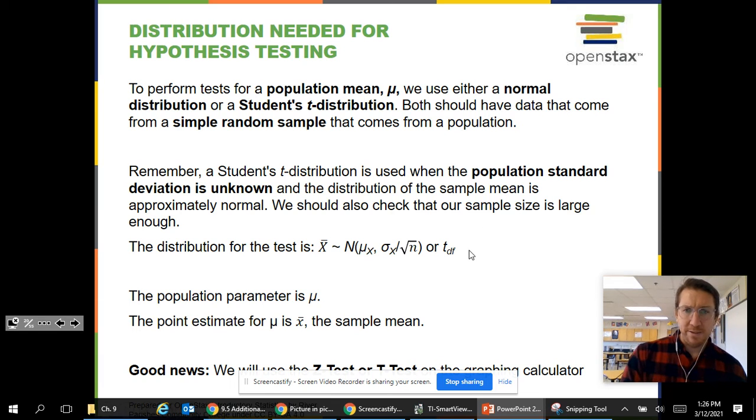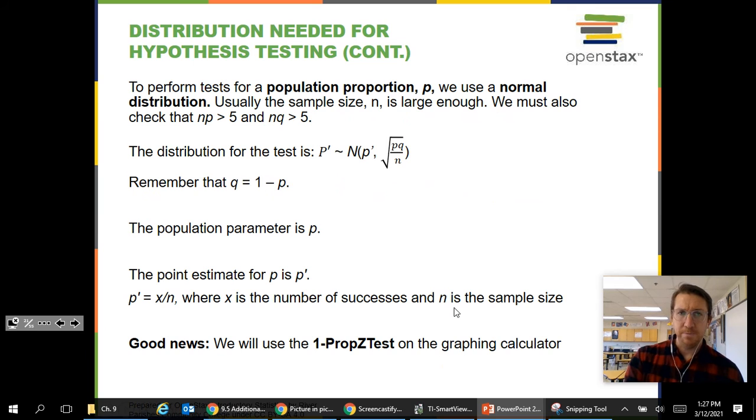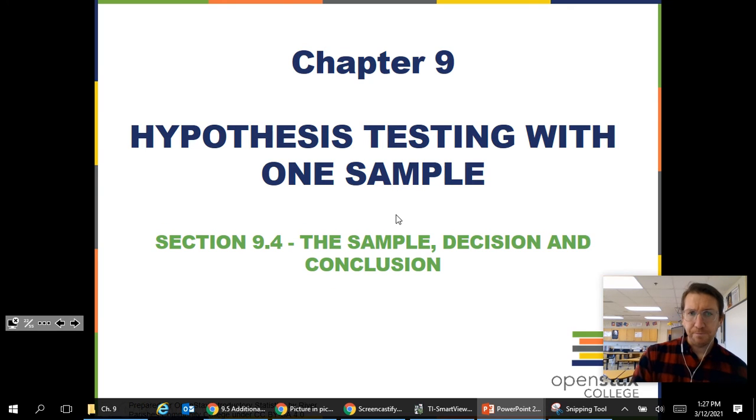We have formulas for these. So here's our formula for our normal distribution for our z-test. We'll talk more about that in a little bit. And good news about this is we have our graphing calculator and we also have our online calculators. And we also have our population proportions that we worked on. So here was that. We worked on that in our last chapter.